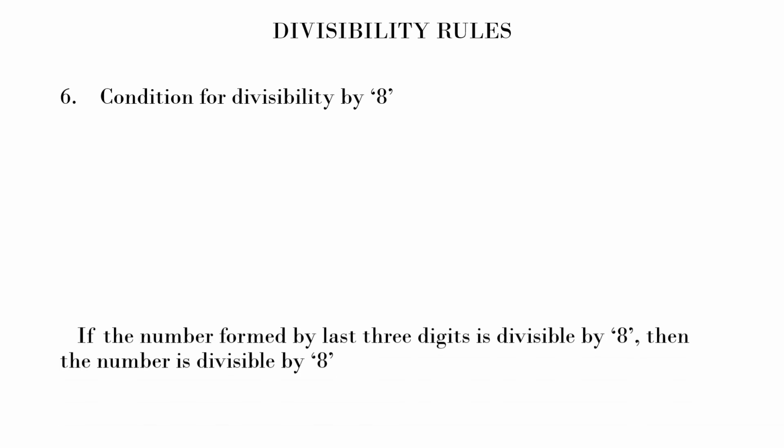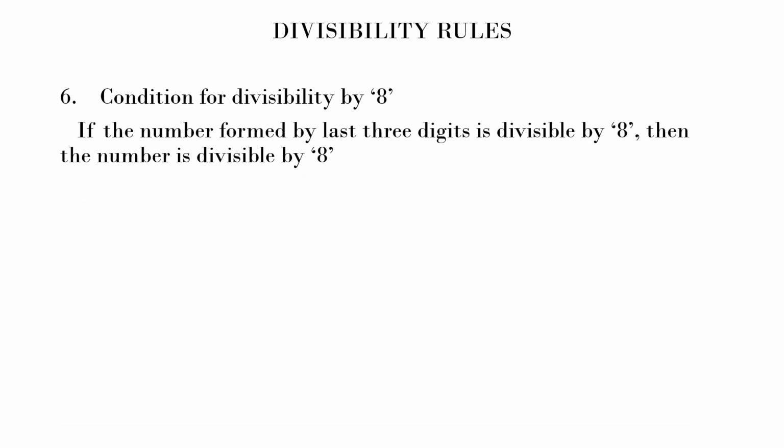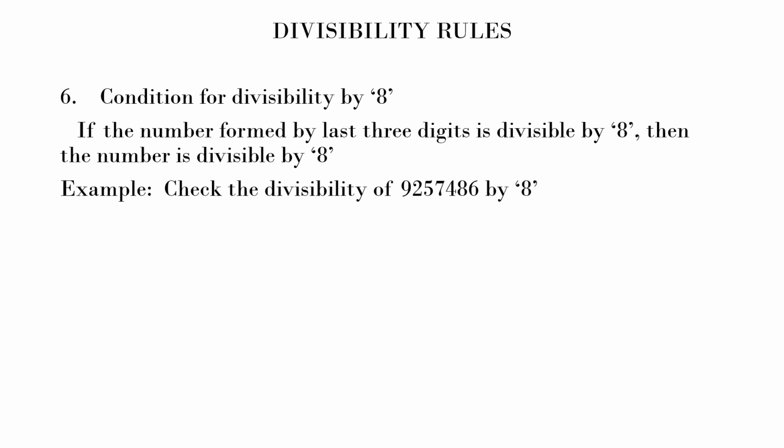Next, coming to the condition for divisibility by 8. For 2 we have considered only the units place. For 4 we have considered the units and tens place. Now for 8 we have to consider the units, tens and hundreds place. So if the number formed by the last 3 digits is divisible by 8, then the number is also divisible by 8. Now let us have a check.